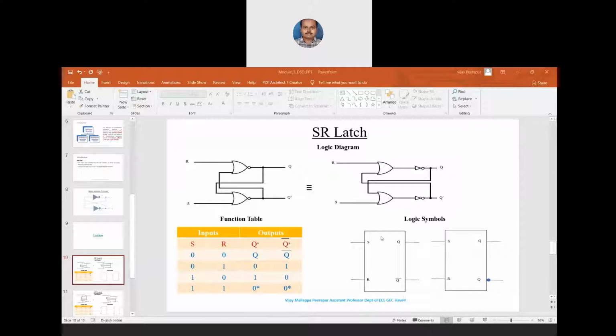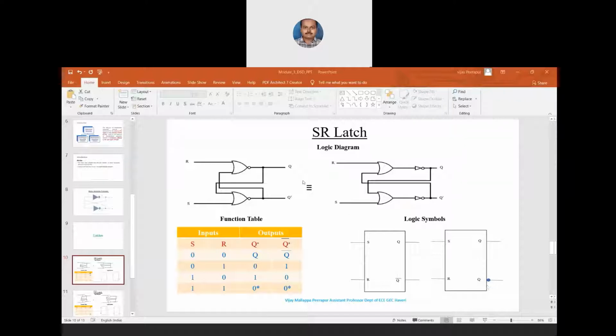And the logic symbol for the SR latch is shown here. We have S and R, both the inputs. We have two outputs, the complementary outputs Q and Q bar here. And in the second diagram you can see a bubble there. The bubble is nothing but Q bar.